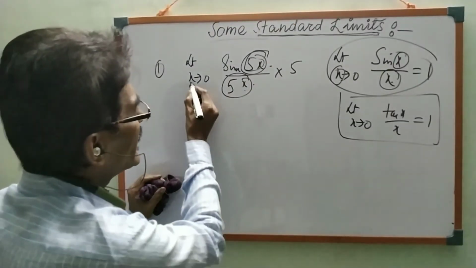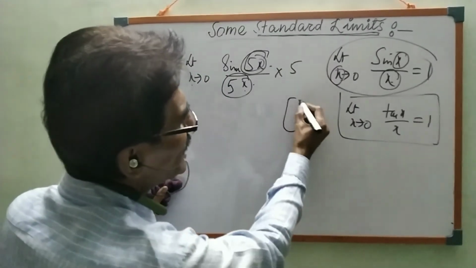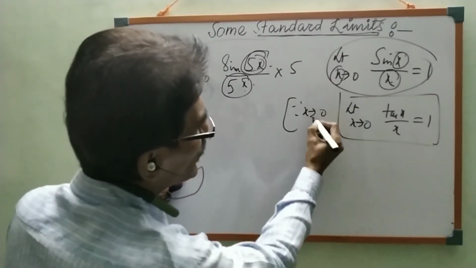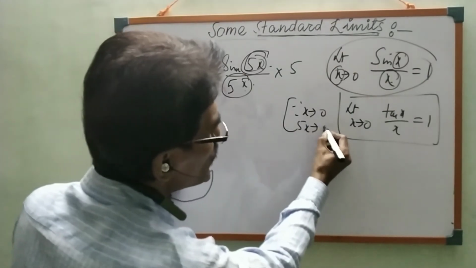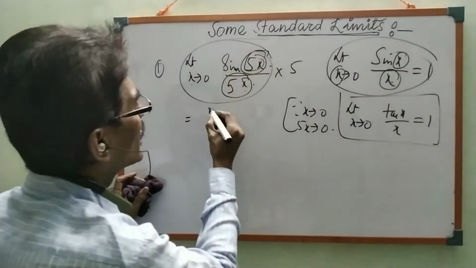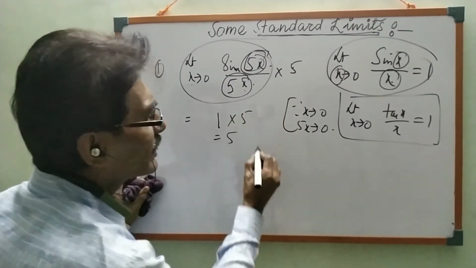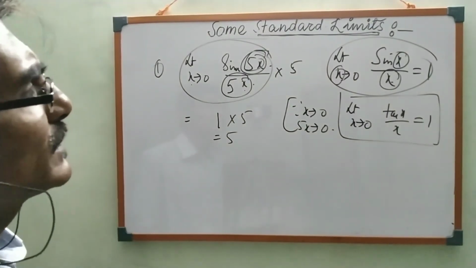Not only that, the argument should also be 5x, but that one you can write as a reason. As x tends to 0, 5 into x also tends to 0. That's why we are getting for this one the answer 1 and the 5 is the same. Answer is finally 5. I think it is clear.